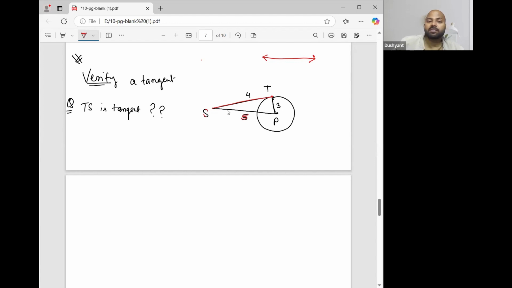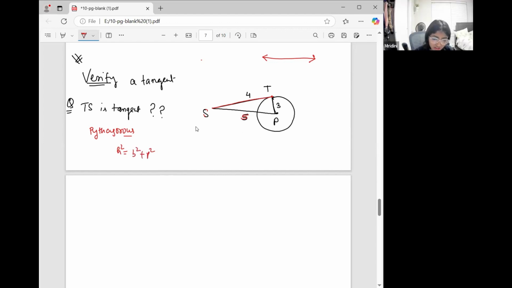Always keep in mind, you will not say yes just by looking at it. If measurements are given, 3, 4, and 5, you have to check whether they follow the Pythagoras theorem or not. Do you know Pythagoras, right? Pythagoras means hypotenuse square equals base square plus perpendicular square. So what should the hypotenuse be here?